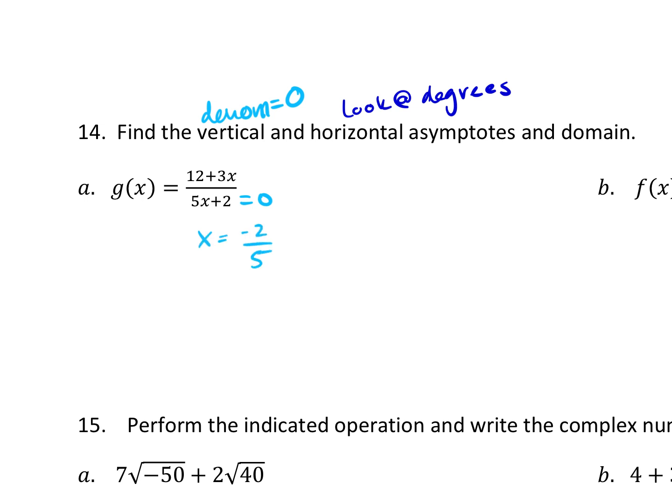For our horizontal asymptote, we look at the highest degree of the numerator and the denominator. When they're the same, we look at the coefficient. So our horizontal asymptote would be y equals 3 over 5.